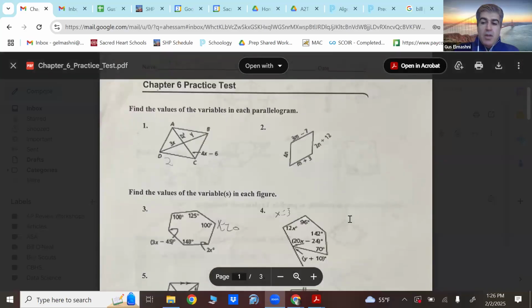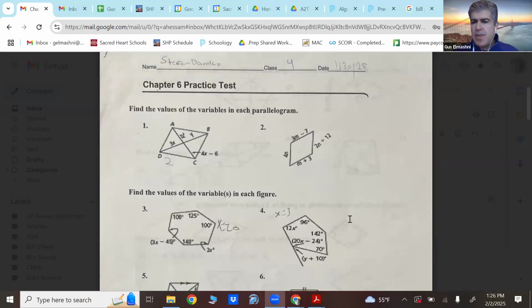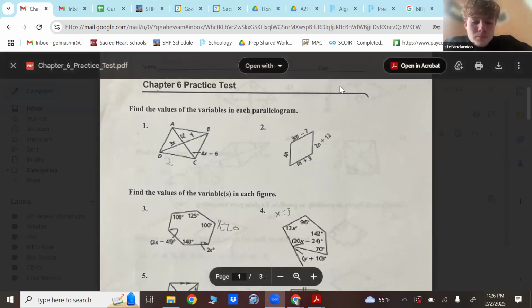Okay. So we have to identify the shapes we're dealing with. So obviously we're dealing with a parallelogram. Opposite sides are the same, right? Opposite angles are also the same. Diagonals bisect each other. Very important. So for number one, we can clearly say 2x is going to equal 4x minus 6.